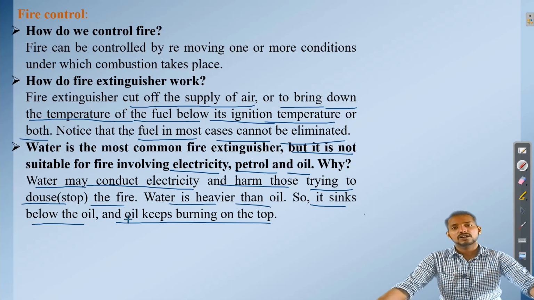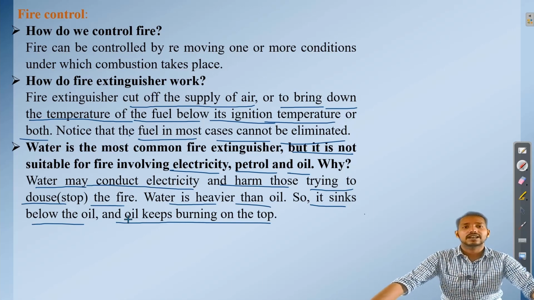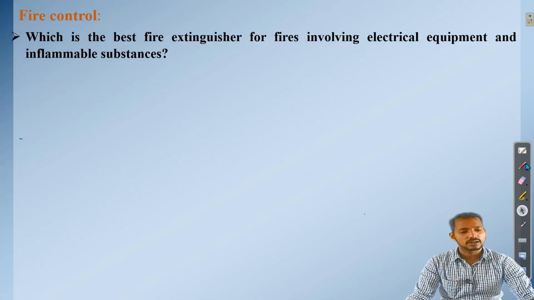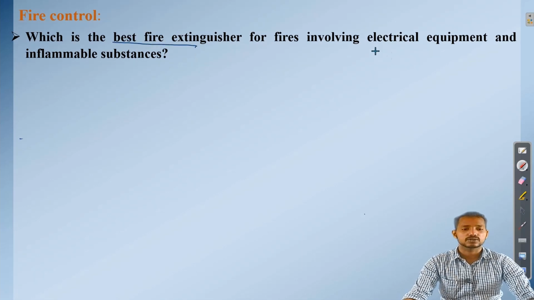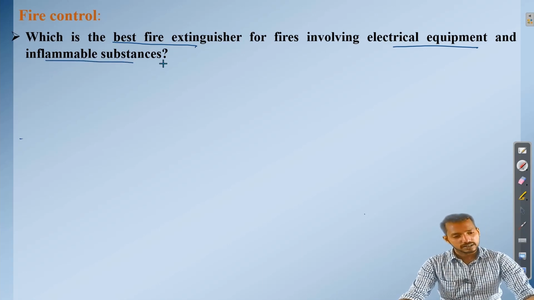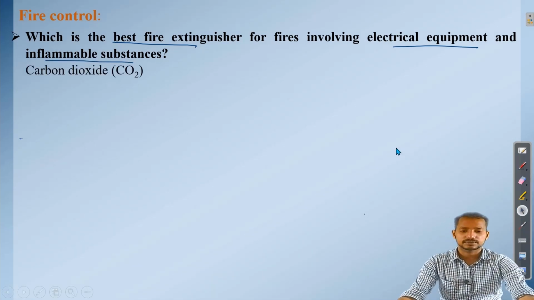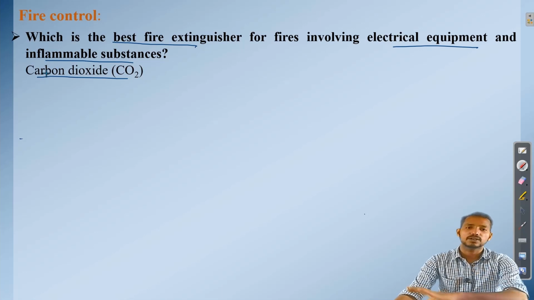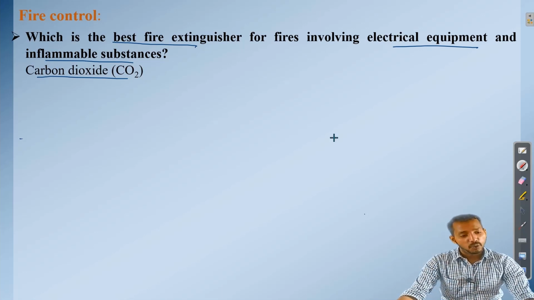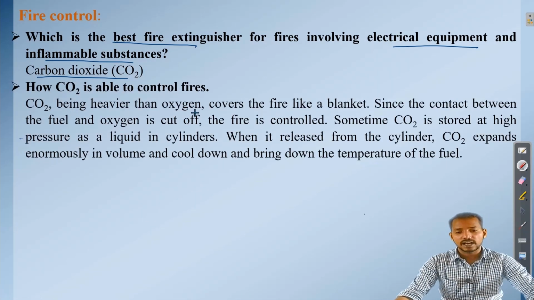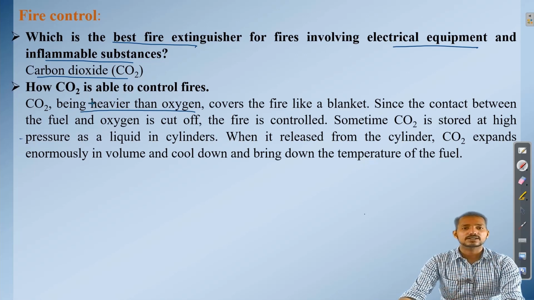Then what will be the best fire extinguisher, which can be used as an ideal fire extinguisher in all cases? So the question in front of us is, which is the best fire extinguisher suitable for fires involving electrical equipment and other inflammable substances? The answer is carbon dioxide. Carbon dioxide is the best fire extinguisher which can be used in all cases. Why or how does it work? That is the next question. CO2 is heavier than oxygen. That is the reason. CO2 is a heavier gas than oxygen.